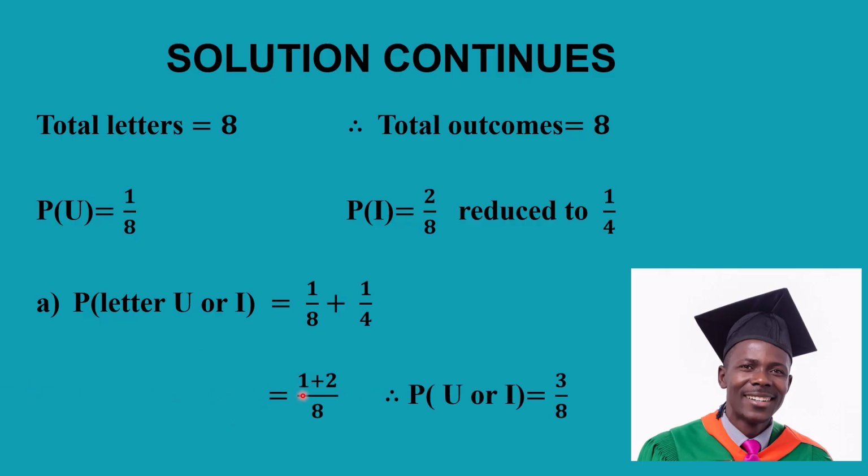So 1 out of 8 plus 1 out of 4, the answer is going to give you 1 plus 2 out of 8, the common denominator being 8. 8 can go into 8 once, times 1, you have 1. 4 can go into 8 2 times, 2 times 1 gives you 2. Therefore, the probability of choosing letter U or letter I is 3 out of 8. So this is the solution. Great.